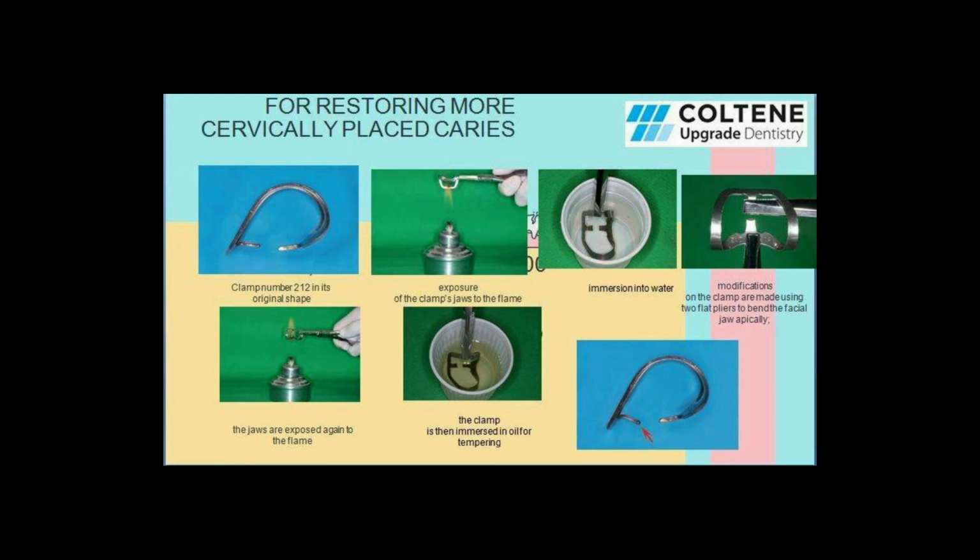As we can see in the second picture, what we have done is that we have exposed the clamp jaws to the flame. Okay, we want to soften them up. We are basically modifying this clamp according to our own needs. Just after exposing the clamp jaws to the flame, we have immersed it into water. Then, after modifications on the clamp are made using two flat pliers to bend the facial jaw more apically, we have again heated it on the Bunsen burner flame, and we have again immersed it into oil. And in the last picture, you can see that the buccal bow is more apically placed. So it is definitely going to be useful when you want to treat subgingival caries.